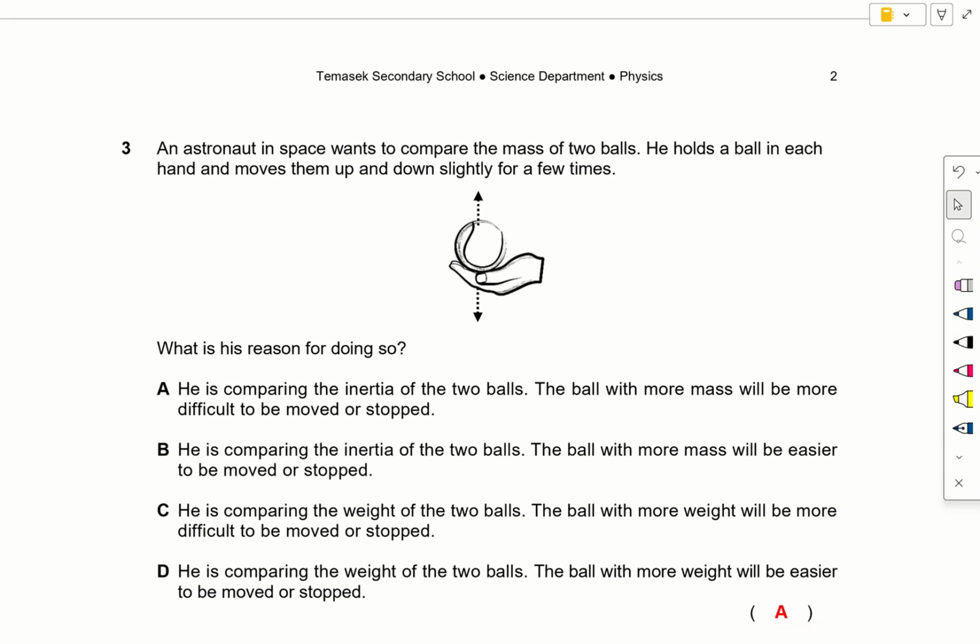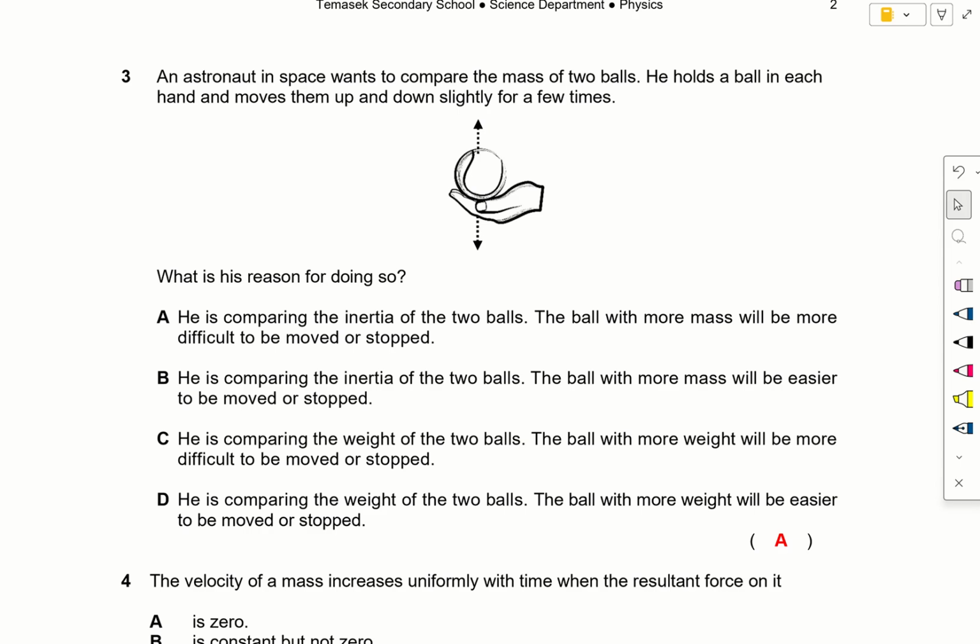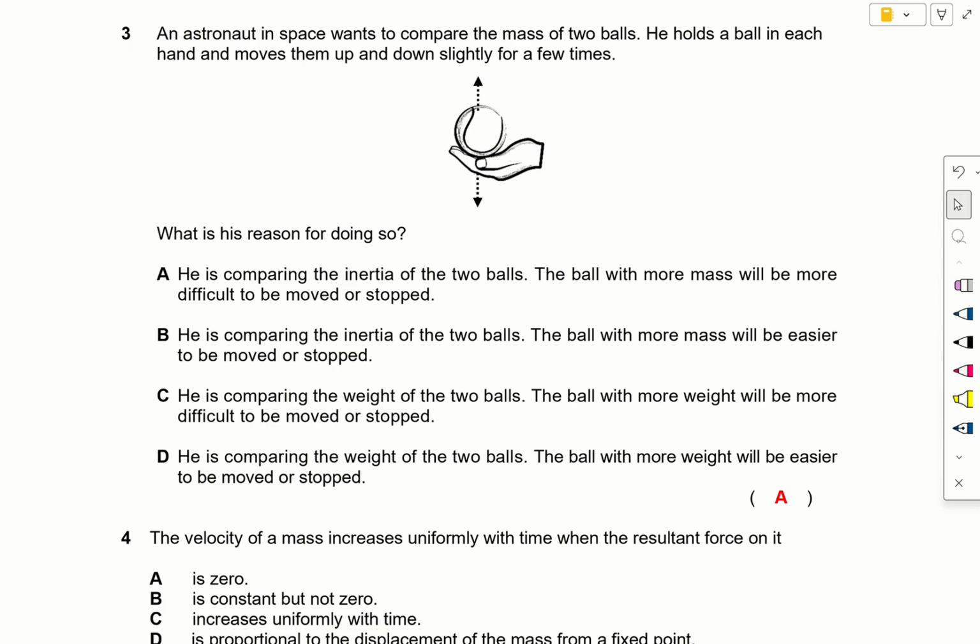Now, an astronaut in space wants to compare the mass of two balls. He holds a ball in each hand and moves them up and down slightly for a few times. What is the reason for doing so? Answer is A. He's comparing the inertia or actually the mass of the two balls. The ball with more mass will be more difficult to move or stop.